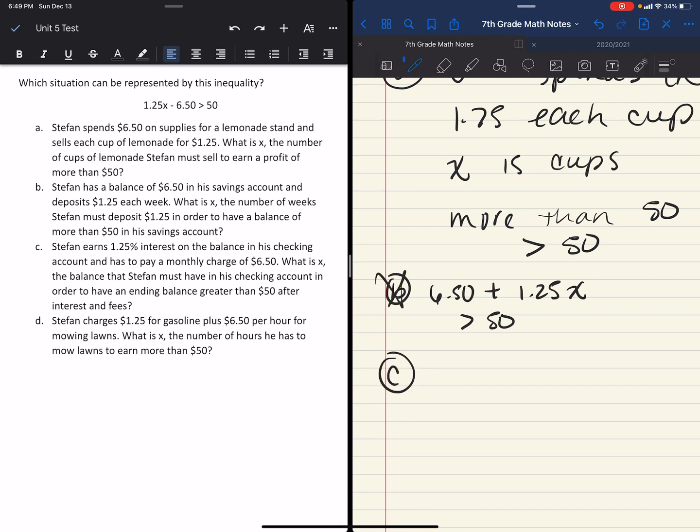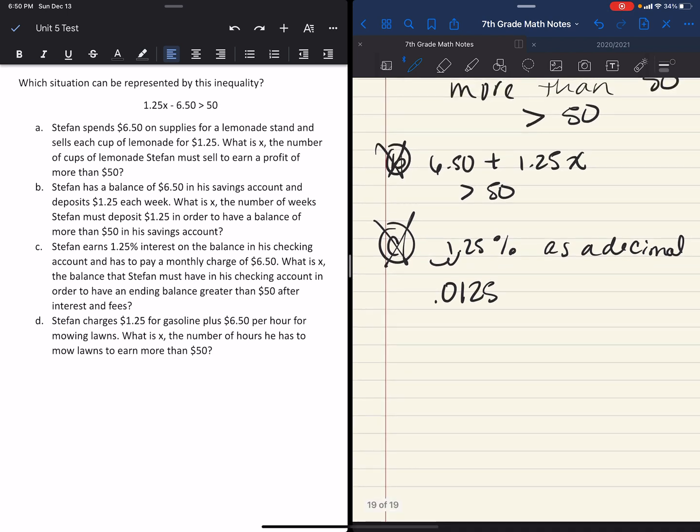Let's go to C. Stefan earns 1.25% interest. Well, 1.25% as a decimal actually comes out to 0.0125. Therefore, C can't be my answer, and we're not dealing with percents at all. That's an easy answer choice to eliminate.